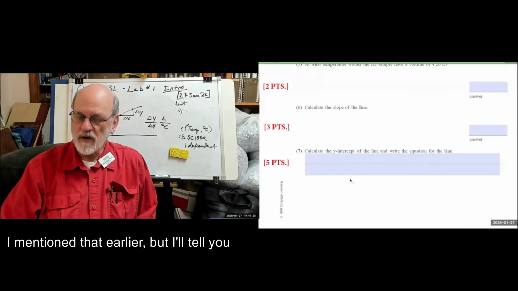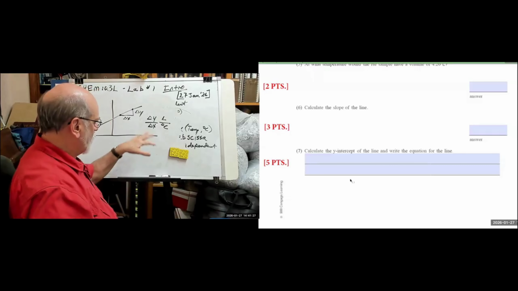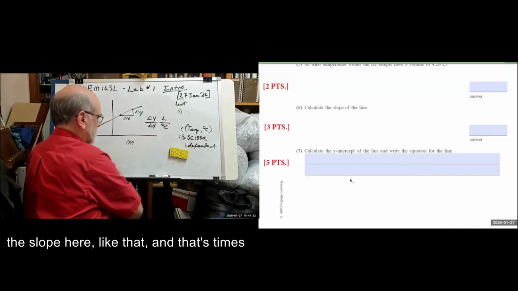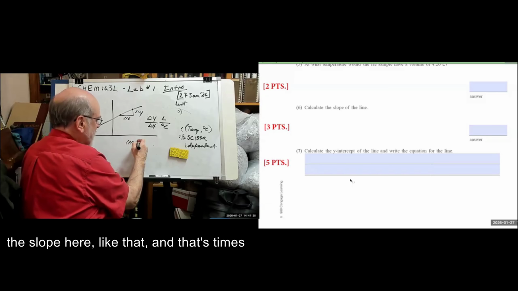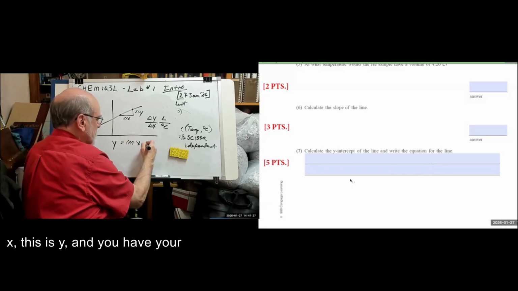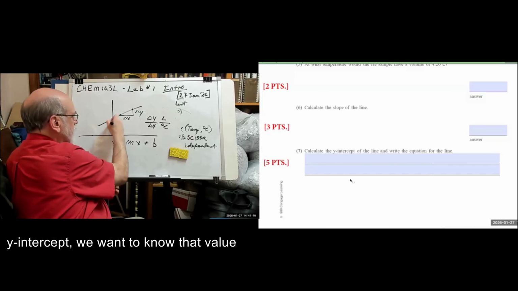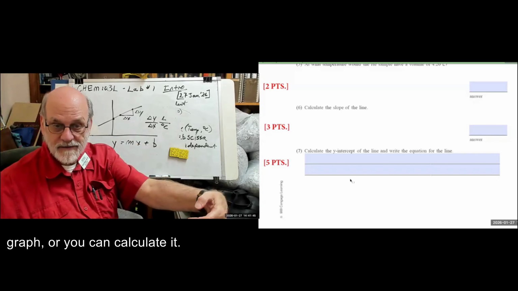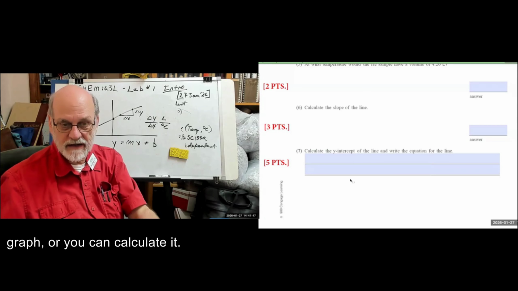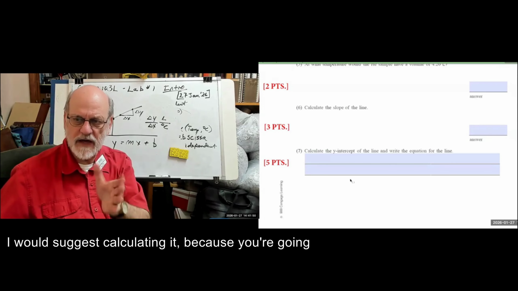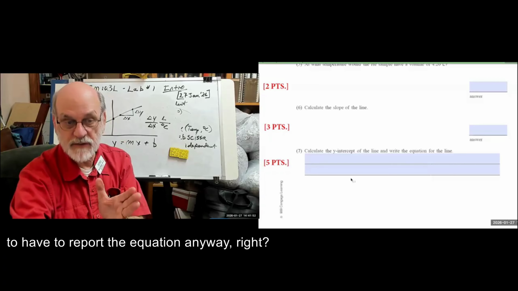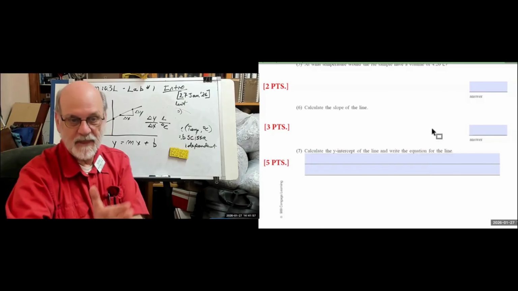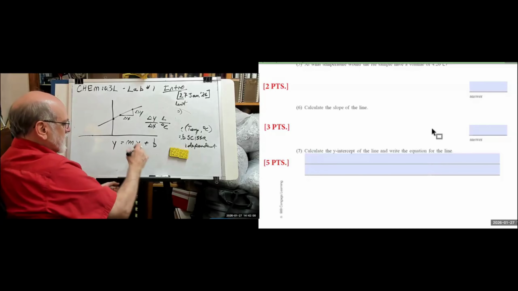Then calculate the y-intercept. I mentioned that earlier, but I'll tell you again. Once you have the slope, you have the slope here, and that's times x, and this is y, and you have your y-intercept, we want to know that value right there. So you can either read it off the graph, or you can calculate it. I would suggest calculating it because you're going to have to report the equation anyway, right? That's part of the answer. Y-intercept and equation.